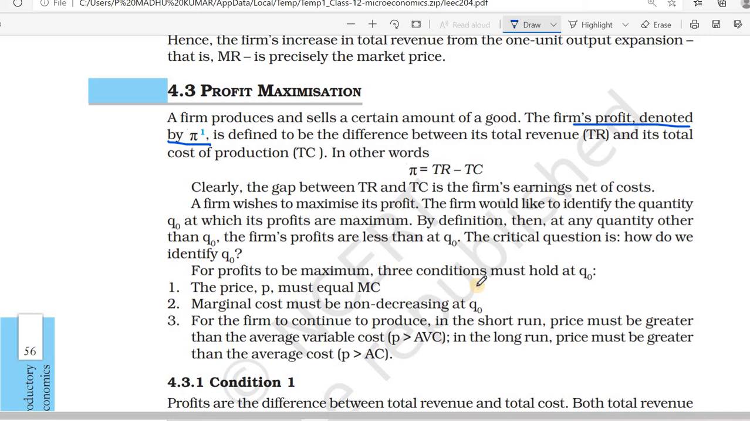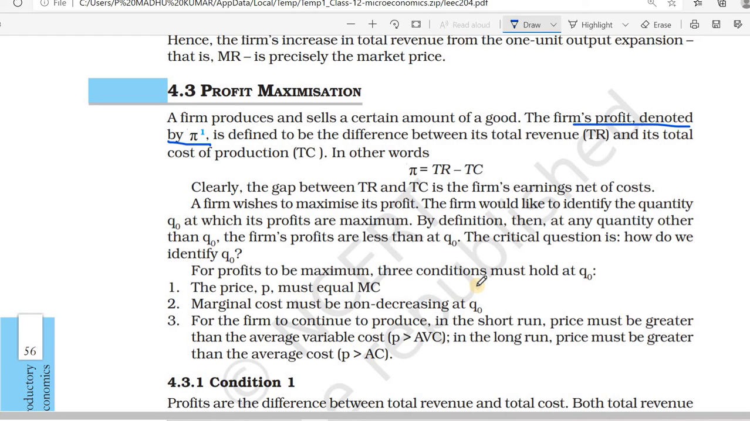Third one, for the firm to continue to produce in the short run, price must be greater than average variable cost. We know in the short run it is average variable cost, and in the long run it is average cost. In the short run, price must be greater than the average variable cost, meaning if average variable cost is 5 rupees, price must be above 5, 6 or 7 or 8. In the long run, price must be greater than the average cost.